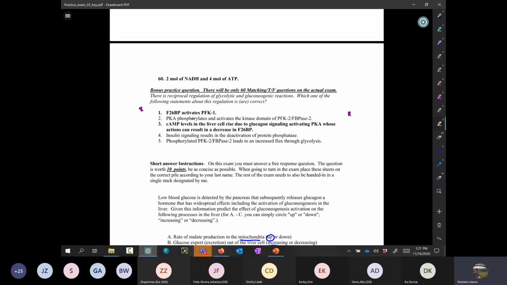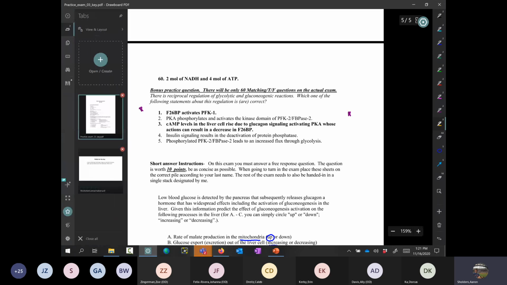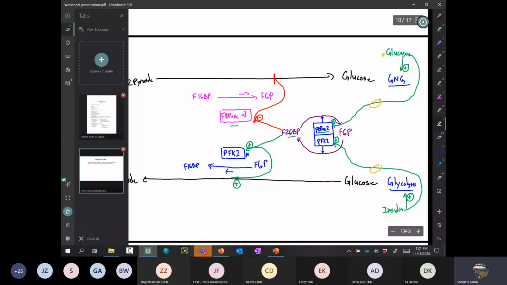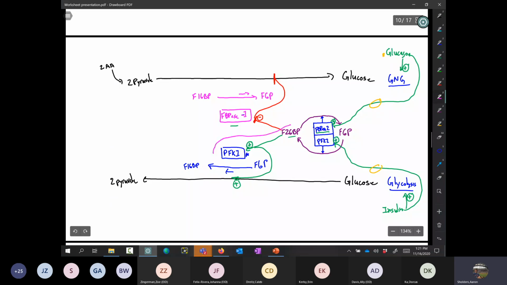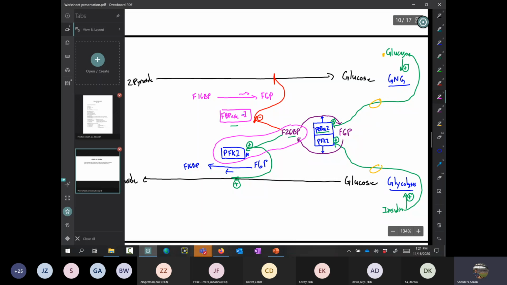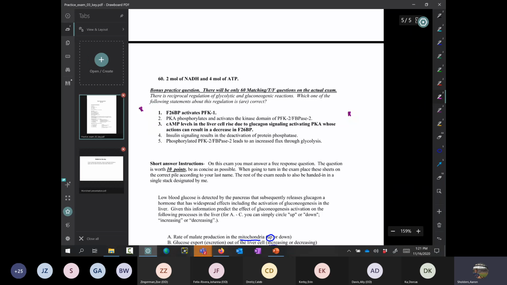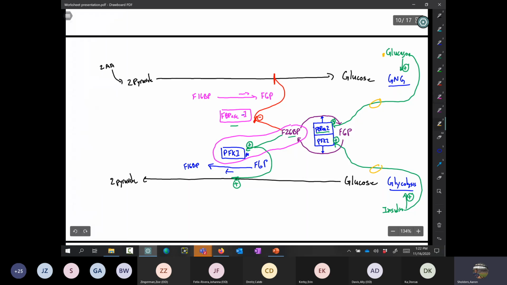It says this F26BP activates PFK1. Yeah, that's true. So that's what I'm trying to illustrate right here. That's this whole thing. That's what's being illustrated there. Now, let's go to the next question, see if it relates to that. PKA phosphorylates and activates the kinase domain of PFK2 FBPase2. So this gets into a little bit more of those details that I said we'll go back and look at your notes. Let's come back here.